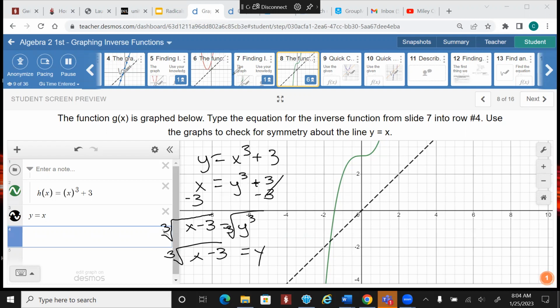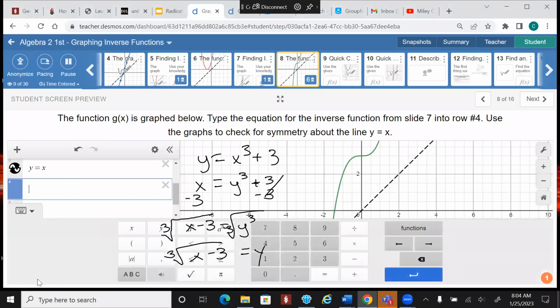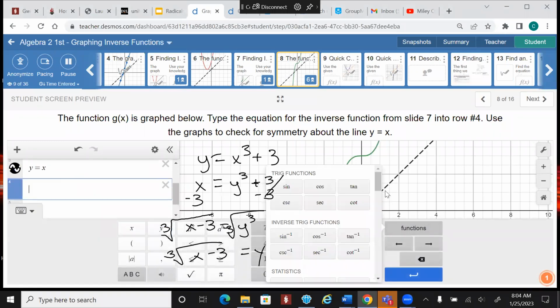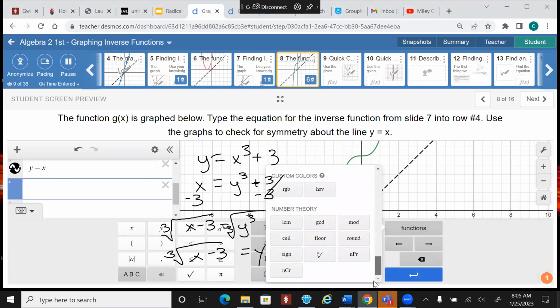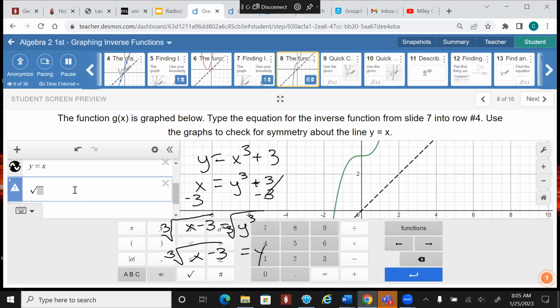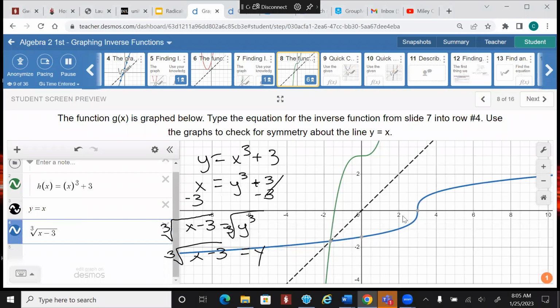And now we're going to graph that. Remember, when you're graphing this, use this little keyboard, go to function, go all the way down to the bottom, and that button in the middle is going to be how you type that cubic root. And look, ta-da!